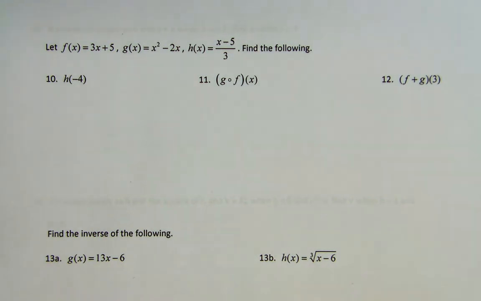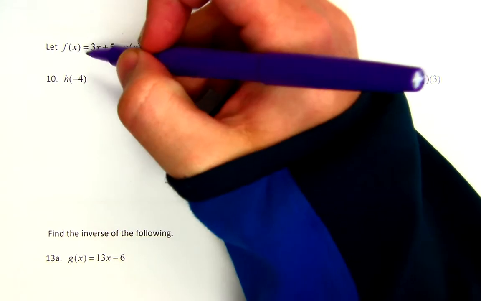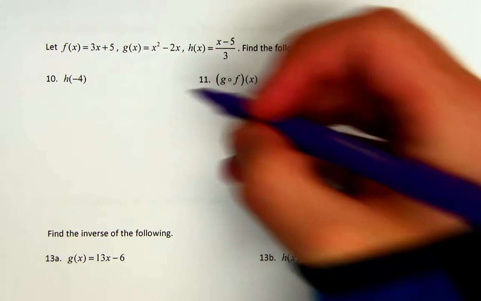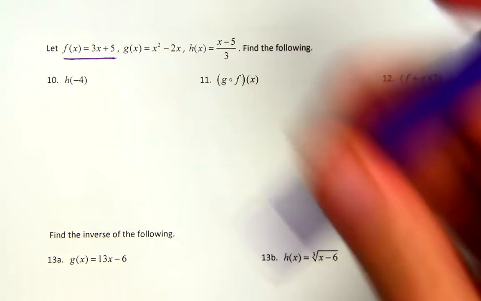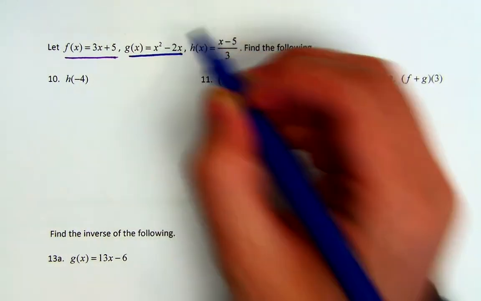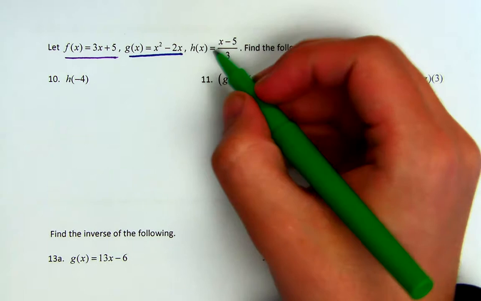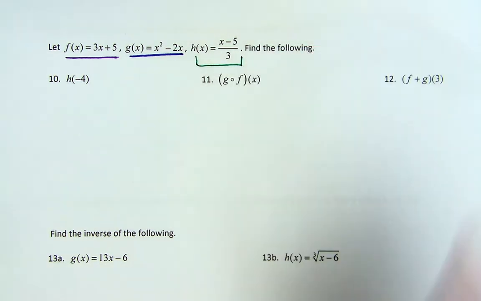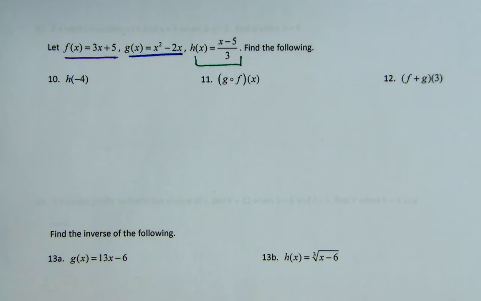Alright, so in this video we're going to go over the Chapter 9 topics for the cumulative review. Remember, Chapter 9 was about functions, so that's why in these examples here we see some functions. So we have f of x equals 3x plus 5. We've got g of x equals x squared minus 2x. We've got h of x is (x minus 5) over 3.